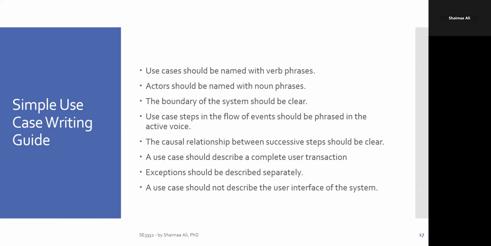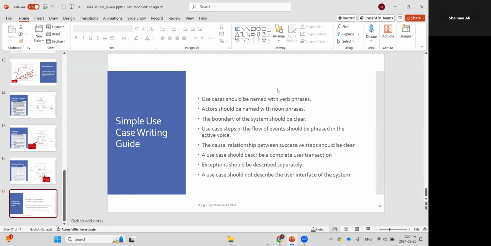A use case should describe a complete user transaction. Exceptions should be described separately and should not be at this level. We're talking about requirements. We're not talking about mouse clicks and button clicks and opening pages and stuff like that. We're talking about high-level kinds of actions. So that should summarize what you already know about use cases and the use case models.